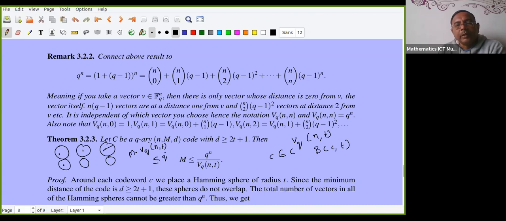Q power n, because the total number of words itself is q power n. That is what this bound is. Once d is fixed, in particular, t can be replaced with (d minus 1) by 2. What we are saying is that m is less than or equal to q power n divided by Vq(n, (d minus 1)/2). Once d and n are given, the size cannot be greater than this. That is what the Hamming bound is. Is that okay or not okay?